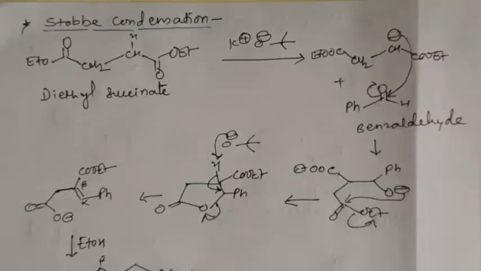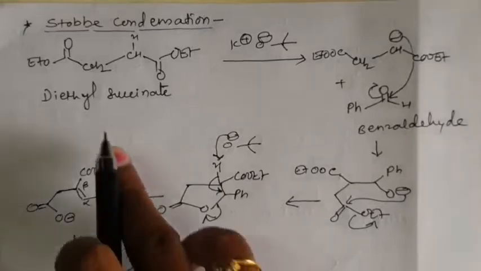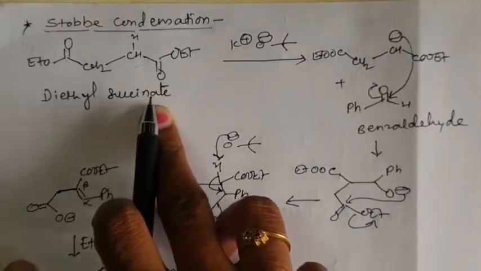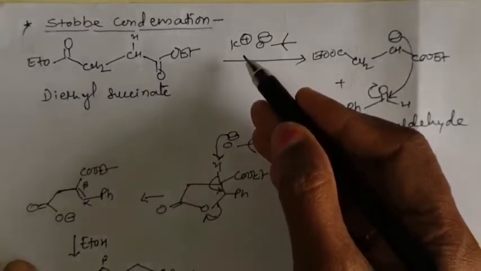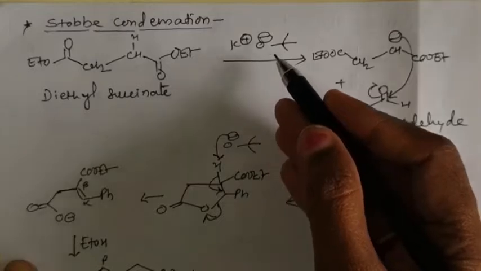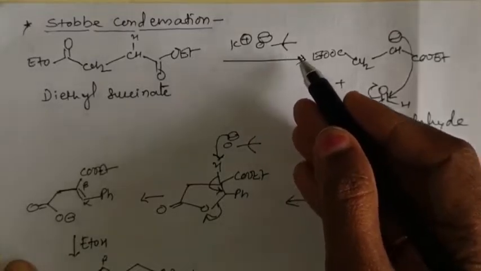In the previous lecture we discussed the Knoevenagel condensation reaction, where we used diethyl malonate. Now the next reaction is the Stobbe condensation reaction. Here in this Stobbe condensation reaction we are going to use diethyl succinate. The base used is the potassium salt of tertiary butoxide.